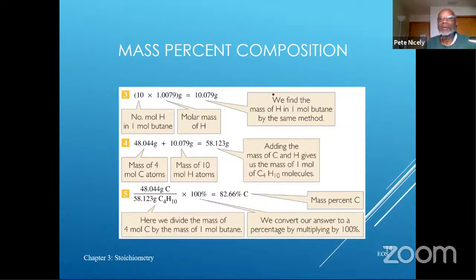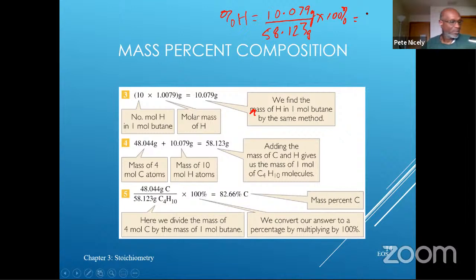hydrogen, where am I going to squeeze this? Let me squeeze it up top here. Okay, so basically to get the percentage of hydrogen, that will be equal to the total mass of the hydrogen, which is 10.079 grams, divided by the total mass, which is 58.123 grams, times 100%.